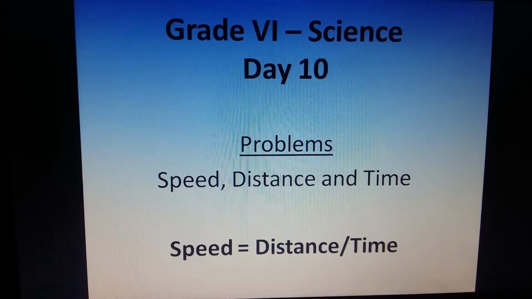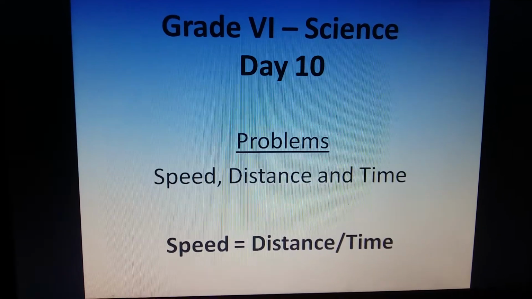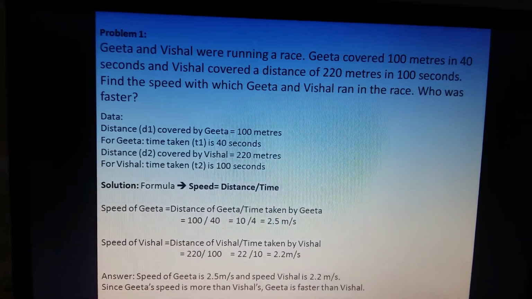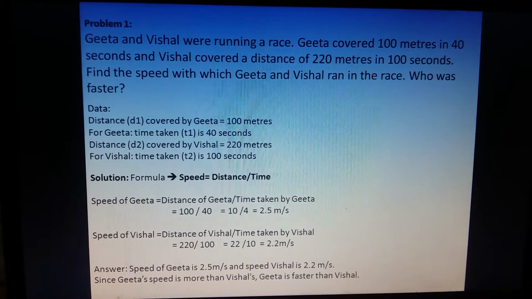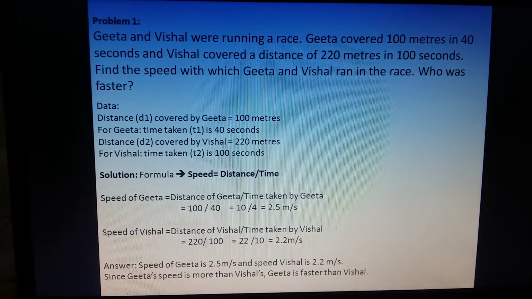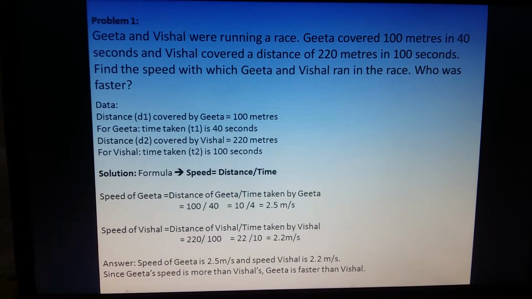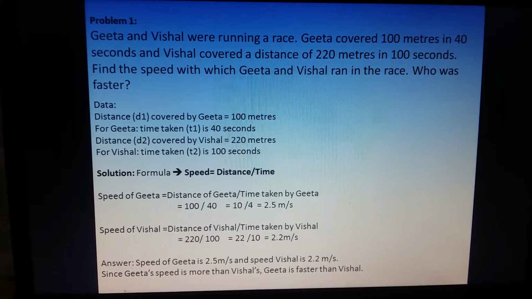In today's class we will try to solve some problems related to speed, distance and time. Let us take our first problem. The first question is, Geeta and Vishal were running a race. Geeta covered 100 meters in 40 seconds and Vishal covered 220 meters in 100 seconds. So find the speed with which Geeta and Vishal ran in the race.